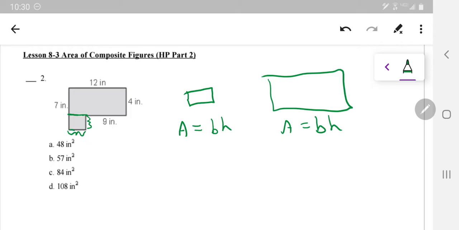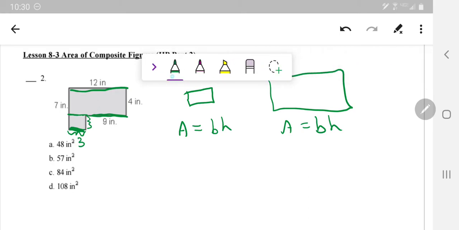Well, let's start with this horizontal line here. We have to look at the other horizontal lines. So that's 12, and that's 9. If we subtract those, we get 12 minus 9, which is 3. So we have 3 inches for that dimension.